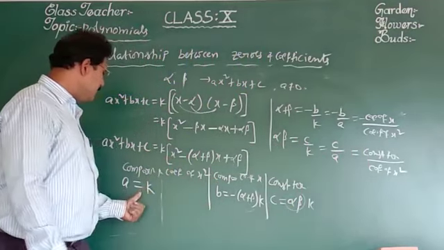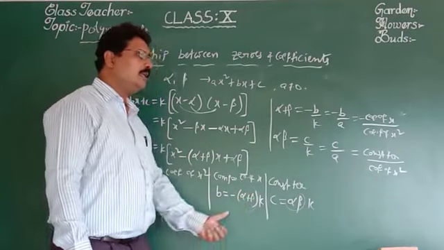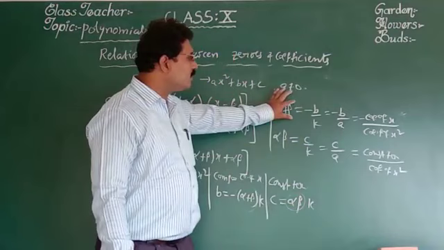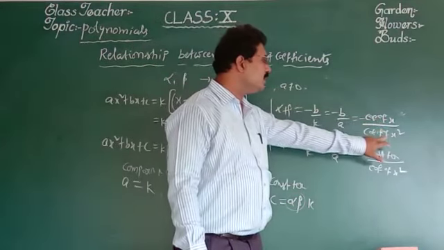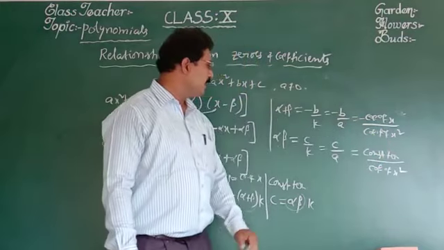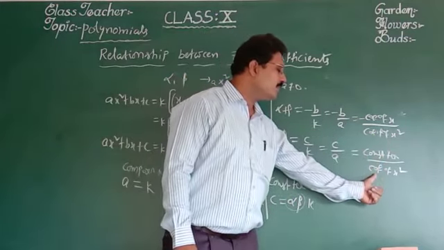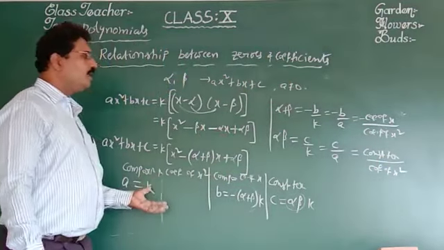So by comparing this, a is equal to k, b is equal to minus of alpha plus beta into k, and c is equal to alpha beta into k. That's why the sum of the roots alpha plus beta is minus b by a, which is minus coefficient of x by coefficient of x square, and alpha beta is c by a, which is constant term by coefficient of x square. So this is the derivation for the quadratic polynomial.